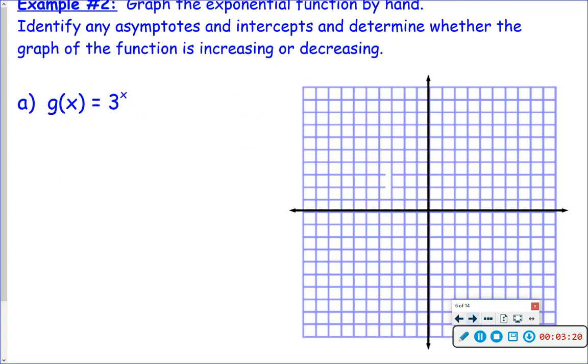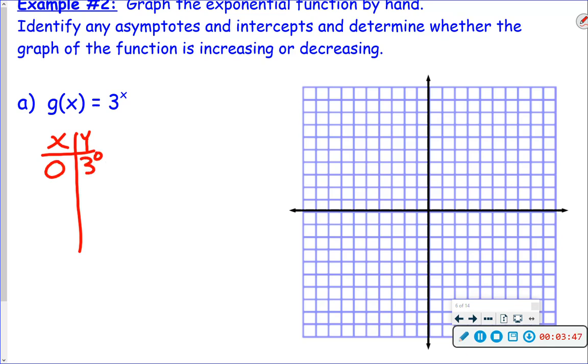All right, some graphs. It says graph by hand, identify asymptotes and intercepts where it hits the axes, of course, and determine whether the graph is increasing or decreasing. Always analyze the graphs, of course, left to right. Now, to graph it, because we can graph anything by hand, I'm just going to make a t-chart. I am going to be a little conscientious of what numbers I select for x, just because this function is going to go quickly. I'm going to start with something nice and easy.